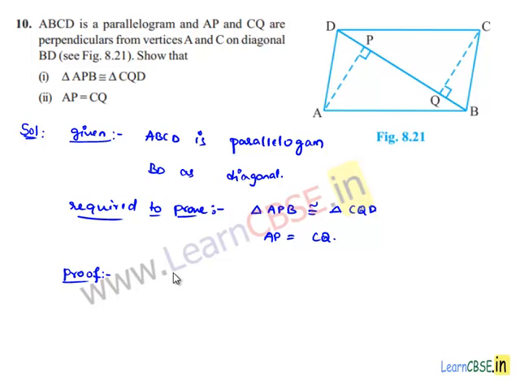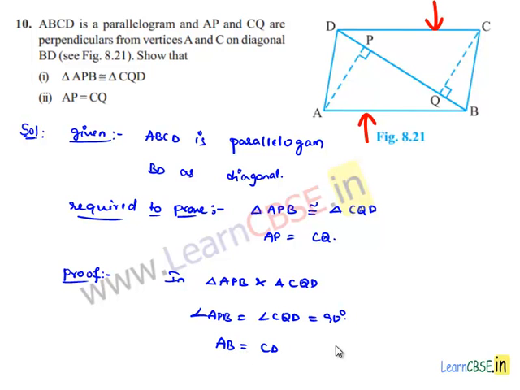Let us consider both the triangles, triangle APB and triangle CQD. So here they are, APB and CQD. In this, angle APB is equal to angle CQD is equal to 90 degrees, since he has given that AP is perpendicular to BD and CQ is also perpendicular to BD. Now AB is equal to CD, as in a parallelogram, opposite sides are parallel and equal.